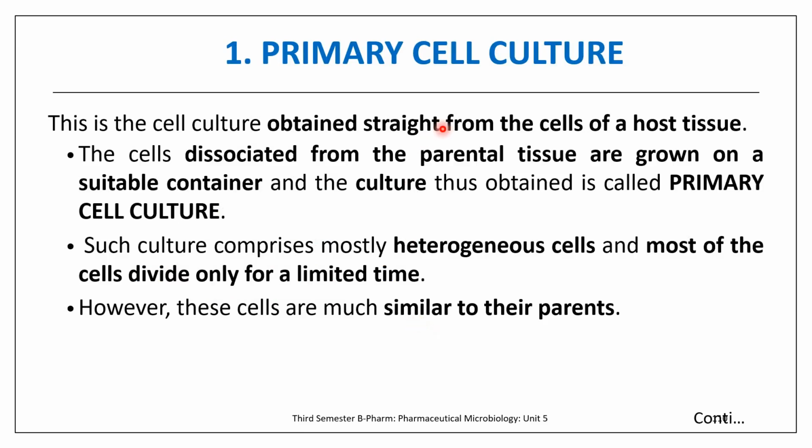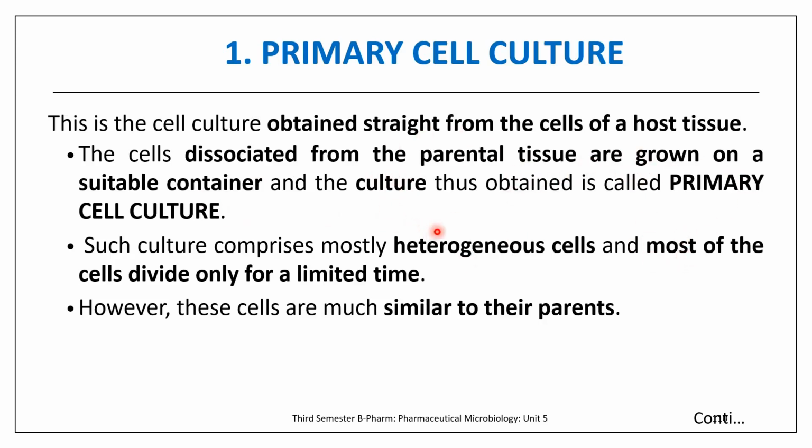As the name indicates, they are the first cells obtained straight from the cells of host tissue. Once we isolate the cells, either by surgical procedure, mechanical procedure, or enzymatic methods, we separate some cells from the animal or host tissue, and these cells are cultured in optimum media with optimum conditions. So these cells, dissociated from the parental tissue and grown in a suitable container, are known as primary cell culture.